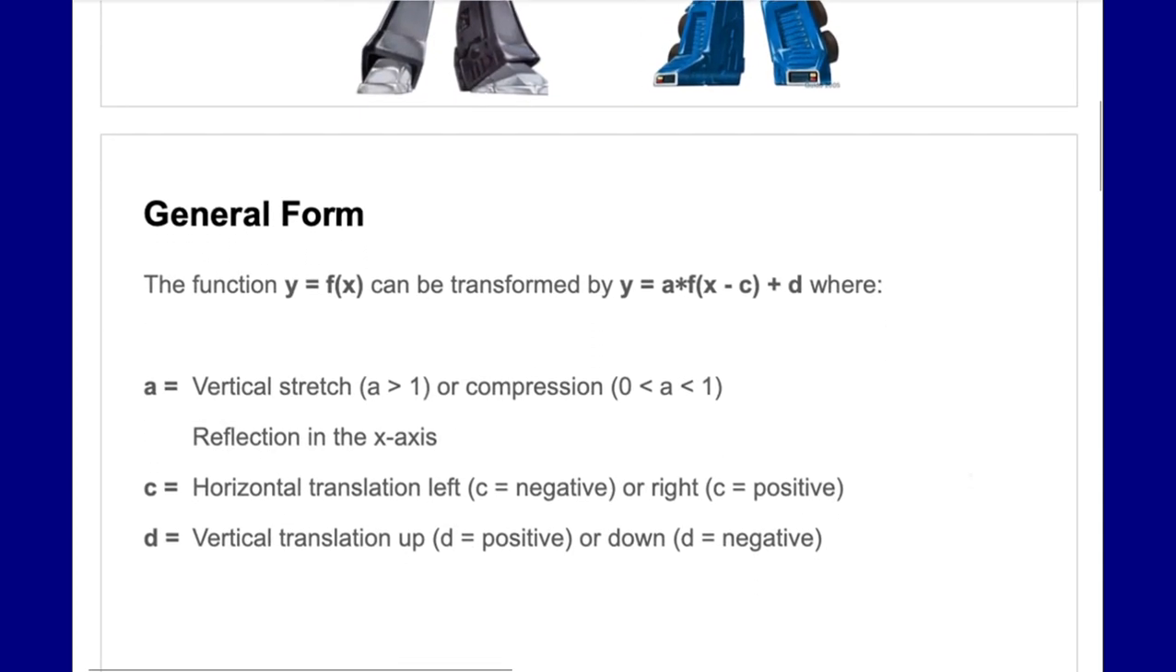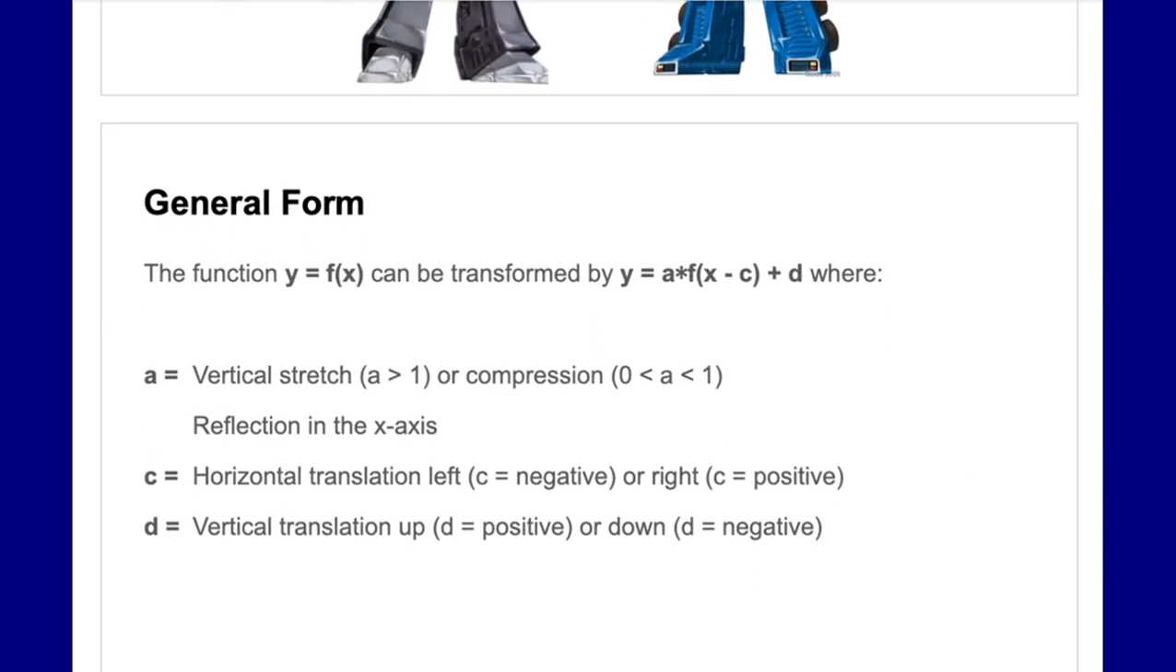In general, the general form of a transformed function, if we're given our base form of y equals f(x), it can be transformed by having y equals a times f(x minus c) plus d. So the three variables that are transforming our function are going to be a, c, and d.